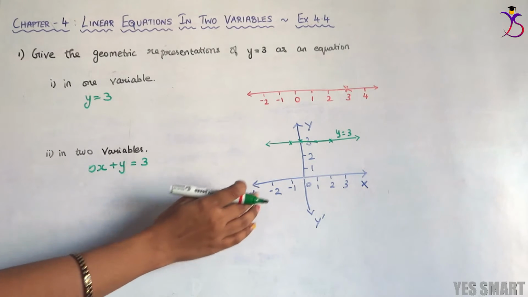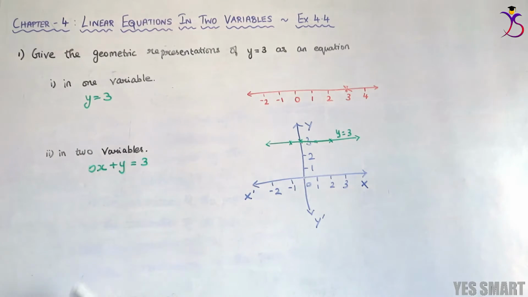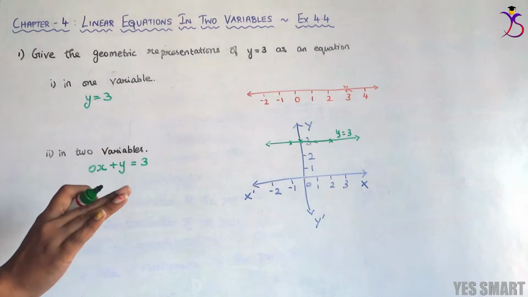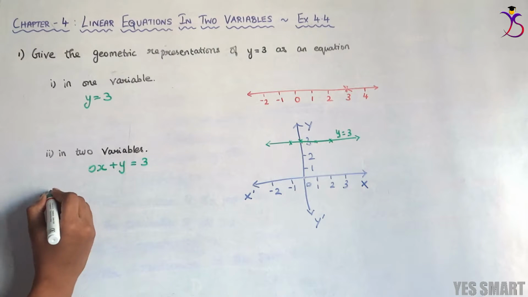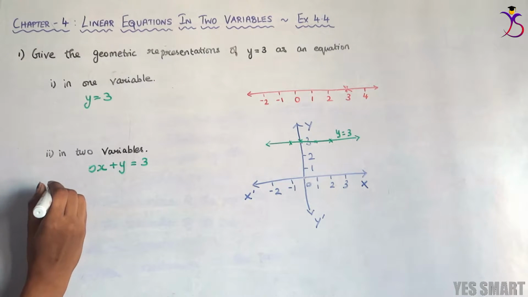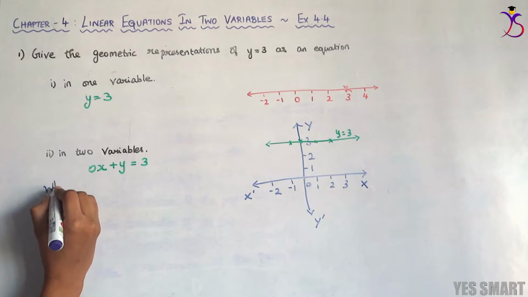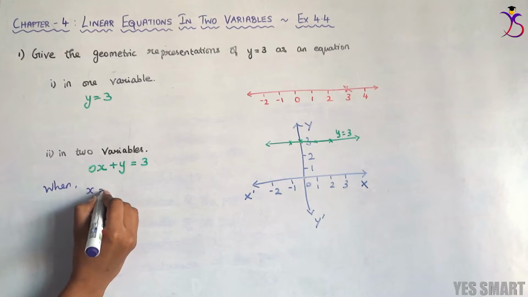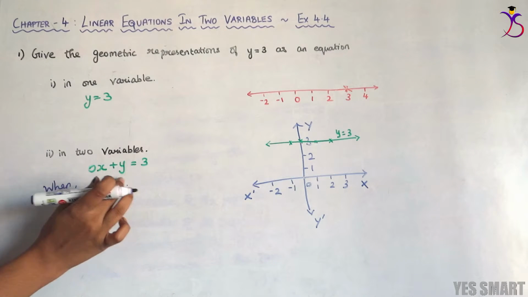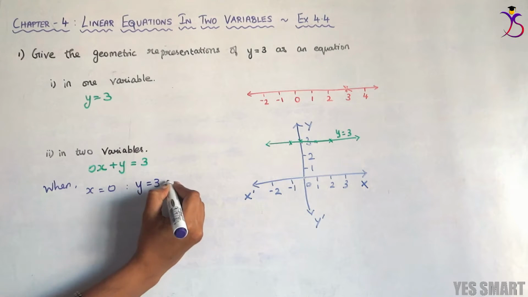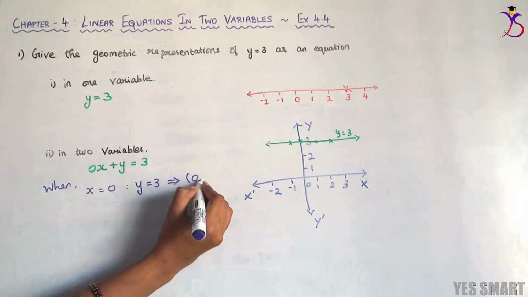0x plus y equal to 3. Whatever value we substitute for x, the term becomes 0, because 0 into anything is 0, and we will have y equal to 3, leaving the equation unchanged. So let's try substituting values for x. When x is equal to 0, 0 into 0 is 0, therefore y equal to 3. Therefore the corresponding point is (0, 3).